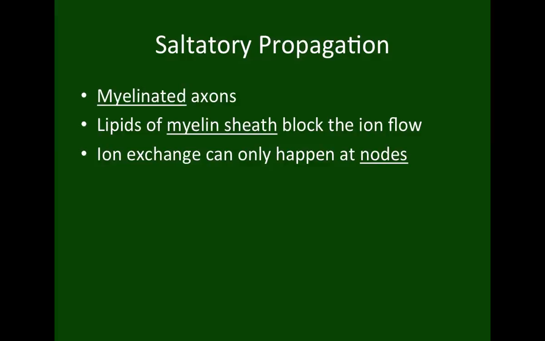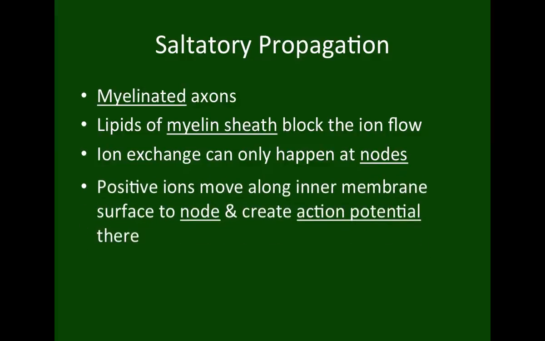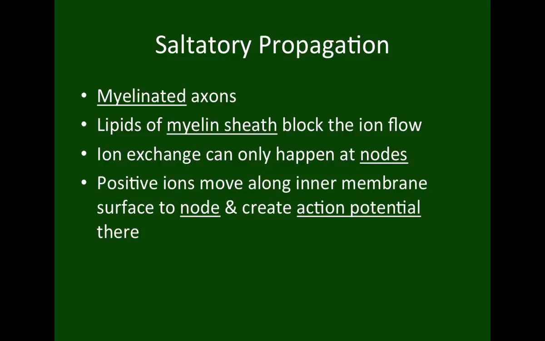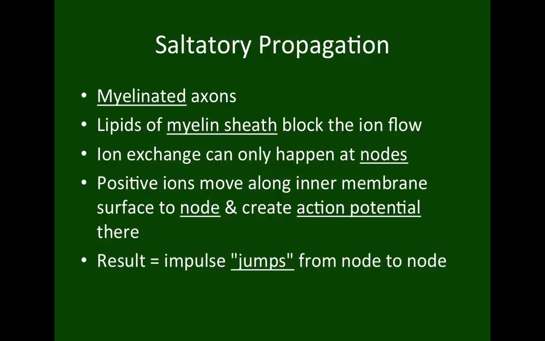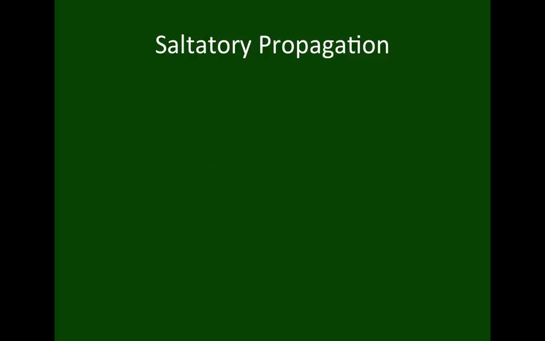Now, the actual mechanism is going to look very similar. The positive ions move along the inner membrane surface, but they pull all the way down to the next node, and that's where the next action potential generates, at the node. So the result is it looks as if the impulse jumps from node to node. Now, because you don't have to generate an action potential at every segment of the membrane at this point, this process is much faster. It can run anywhere between 40 and 300 miles per hour, so very fast.